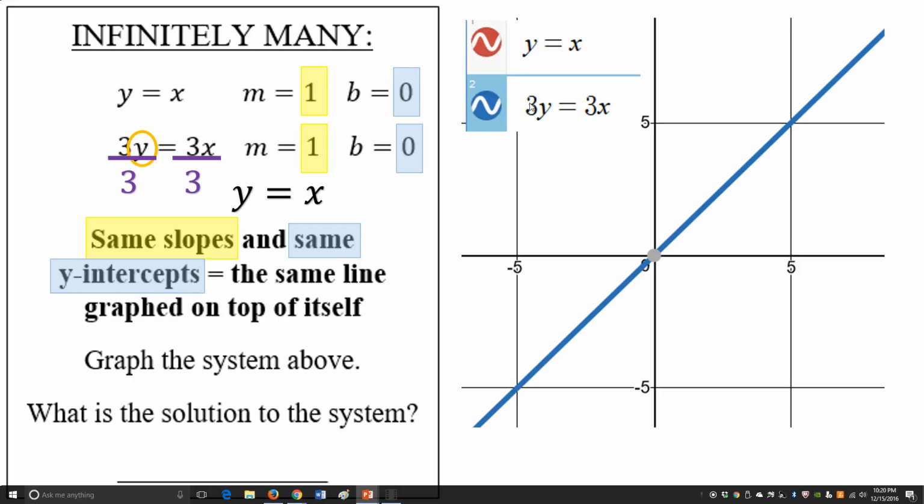So if you enter 3y equals 3x into Desmos right here, at the bottom, it will result in the same line. The blue is being graphed on top of the red, and therefore the solution is infinitely many. We can use the infinity symbol as shorthand, but we mean infinitely many.